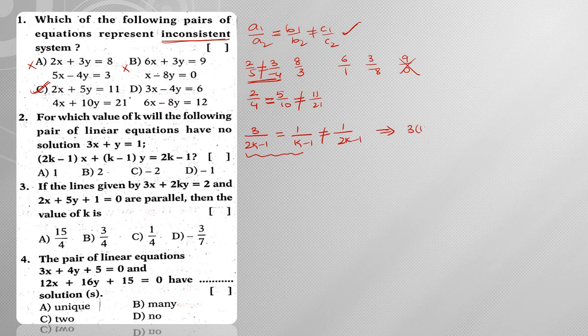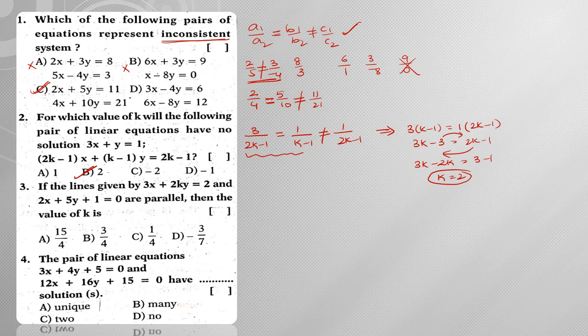Now on comparing these two terms, we get 3 times k minus 1 is equal to 1 times 2k minus 1. From this, 3k minus 3 is equal to 2k minus 1. Transposing 2k to the left hand side, it becomes 3k minus 2k is equal to 3 minus 1. 3k minus 2k is k, so k is equal to 2. Hence the value of k is 2.